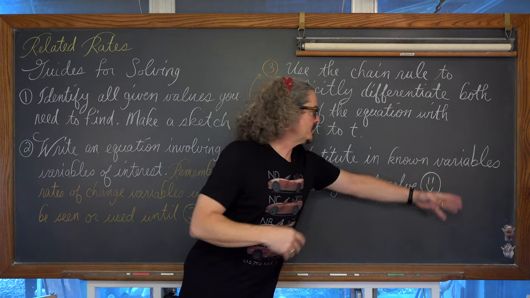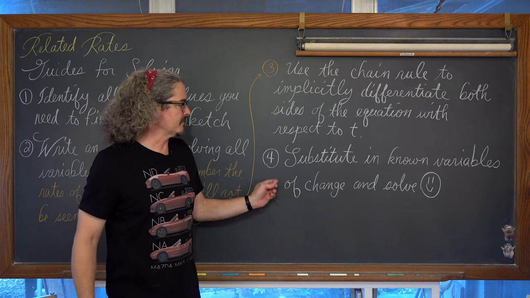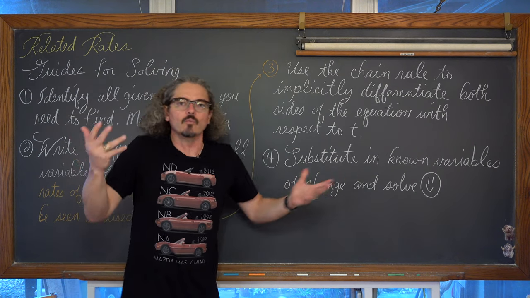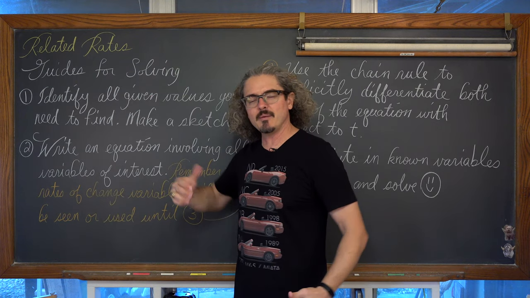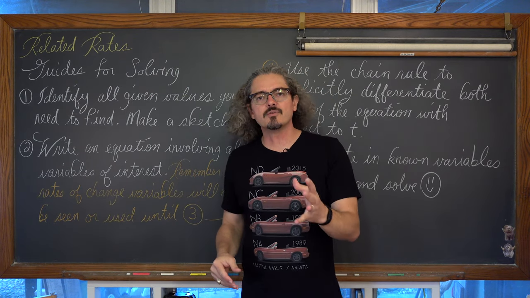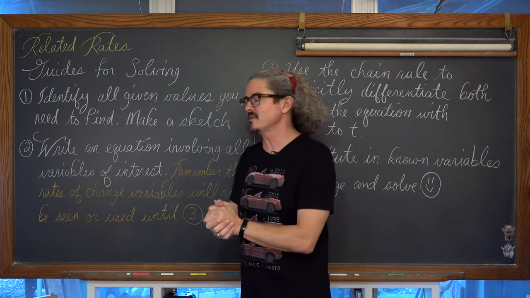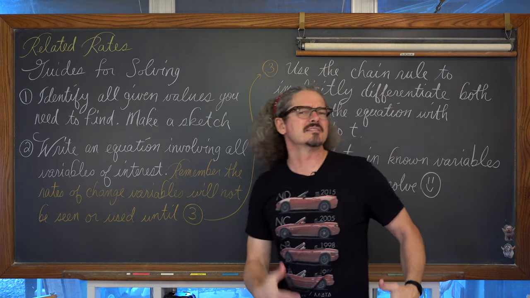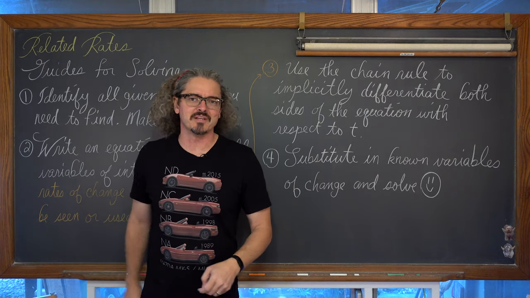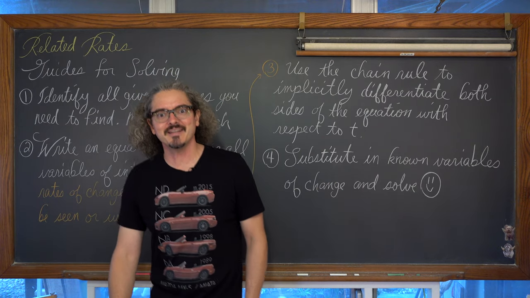And then we're going to substitute in known variables and rates of change and solve for whatever the question is asking for. Well, those are the directions. Maybe I'm going to get out of the way, maybe copy them down if you need to. We're going to get to the first example and second, of course, in this first of three video series that I'm doing, and it kind of makes sense to what all these directions are actually trying to tell you.